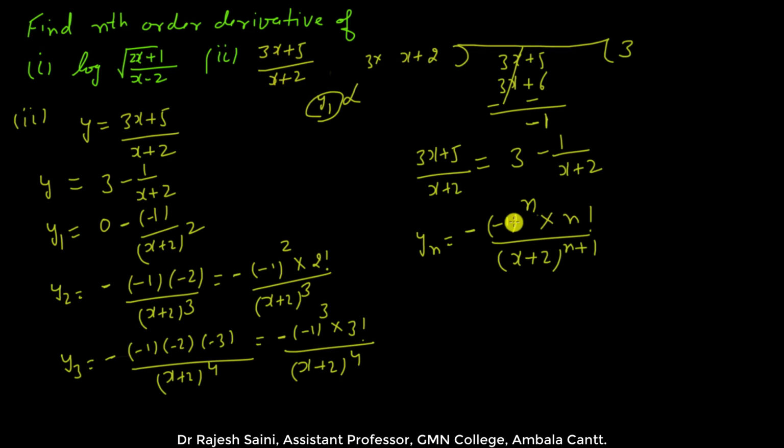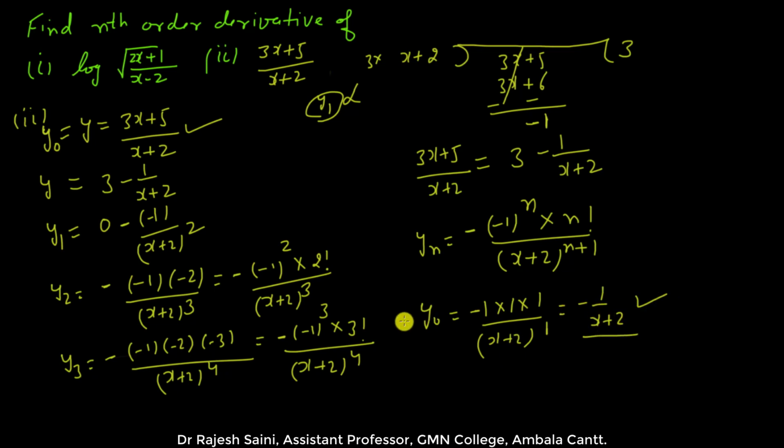Look over here, when we put n equals 1, what will we get? You will get this result. When you put n equals 0, will you get y? Because when you put 0, y in itself is y0. So when you put n equals 0, can you obtain this result back? Let me do it. I'm going to put 0: minus 1 raised to the power 0 is 1, 0 factorial is 1, (x plus 2) raised to the power 0 plus 1, which is 1. So it will give minus 1 by x plus 2, so this is y.